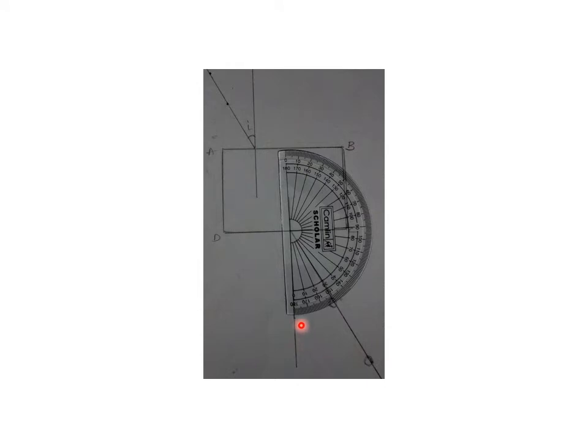Now you have to measure. If this is the normal, this is your, we call it, emergent ray, because from here to here refraction takes place. From here to here, if a ray comes out, we call it an emergent ray. Now measure the angle between the normal and the emergent ray. If you see, this is 30 degrees. I have taken I as 30, and you got E also as 30.